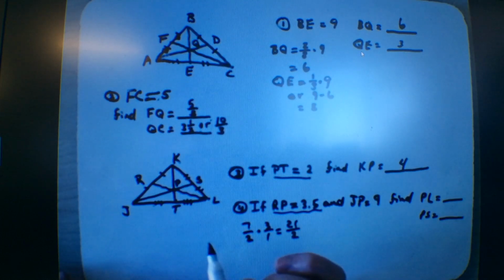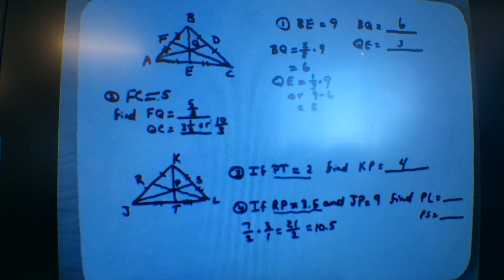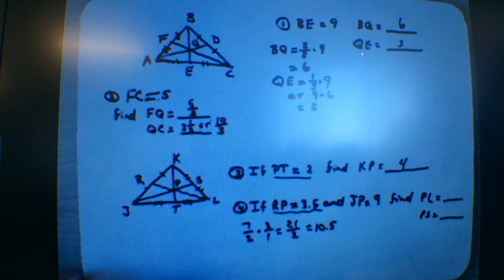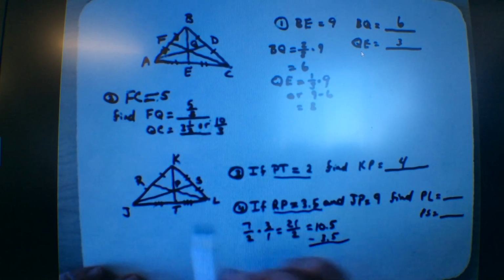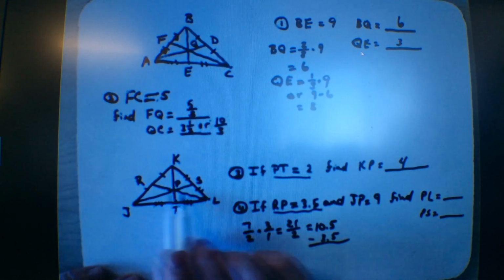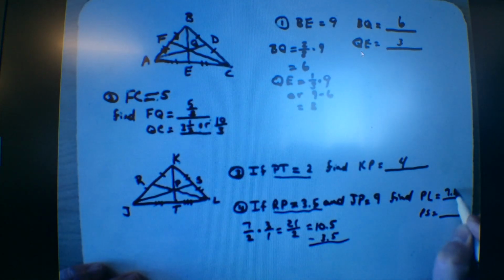So the whole thing is 21 over 2, which I believe is 10.5, right? I'm using a decimal because they started out as a decimal. That's the only reason I'm using it. Now that's the whole thing. They didn't ask for the whole thing. They asked for PL. What do I do? Subtract. Subtract what? How about 3.5? That was what this was, right? This was 3.5, and the whole thing was 10.5, so if I subtract, PL is 7.5.